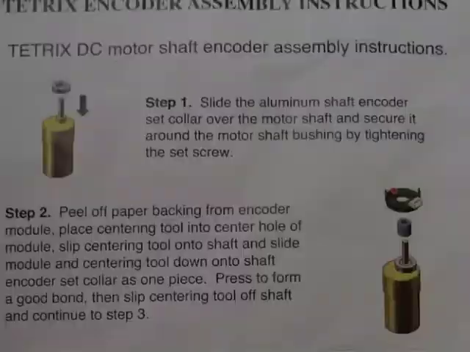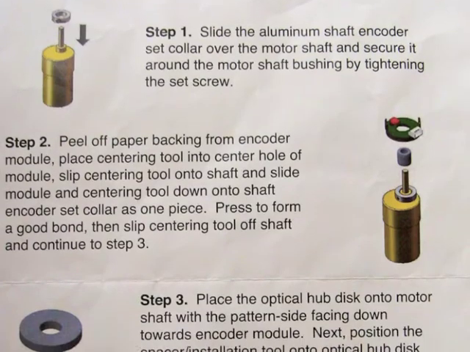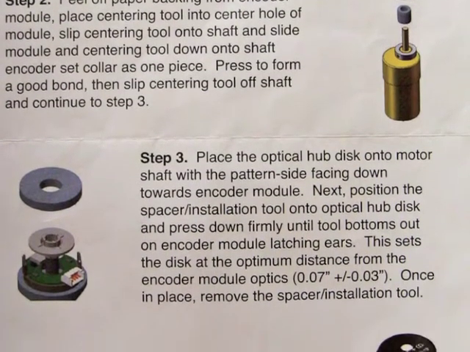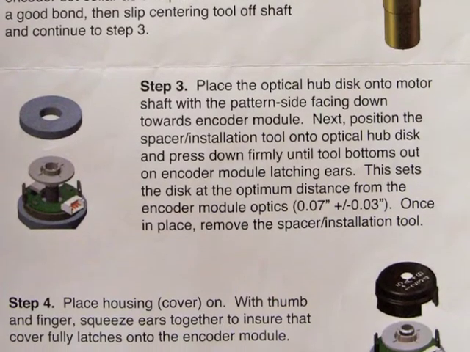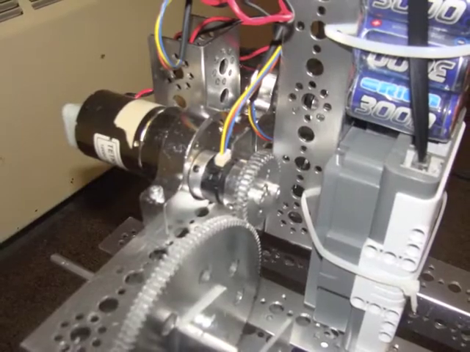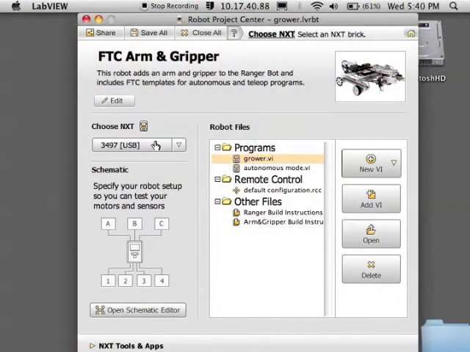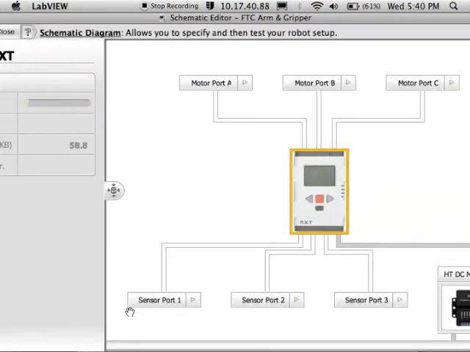Here's a short video introducing Tetrix shaft encoders. They should come with instructions that will show you how to assemble the shaft encoder onto the motor. I've already done this. I'm using them on a robot prototype that I'm working on. Alright, now I'm ready to program them in LabVIEW.